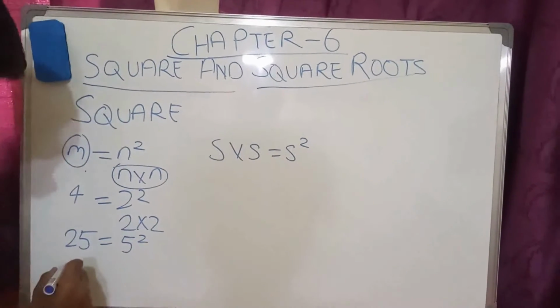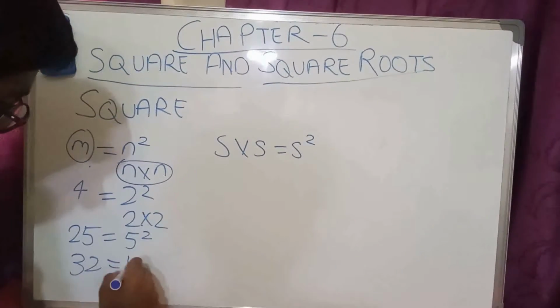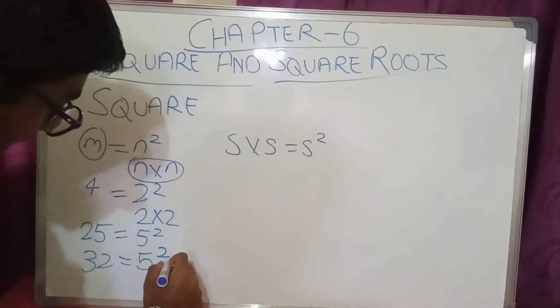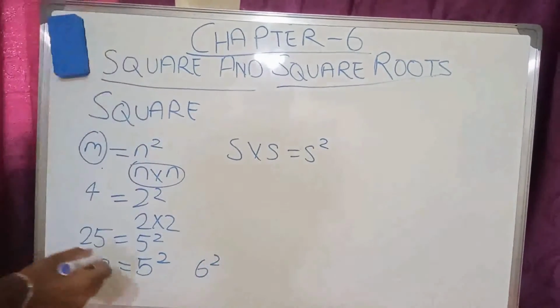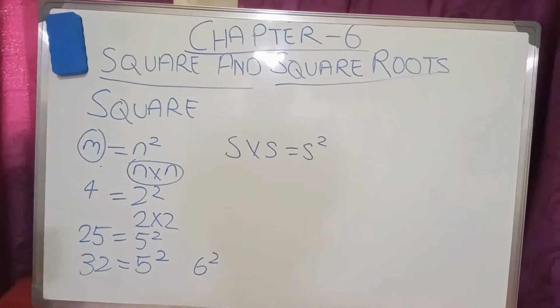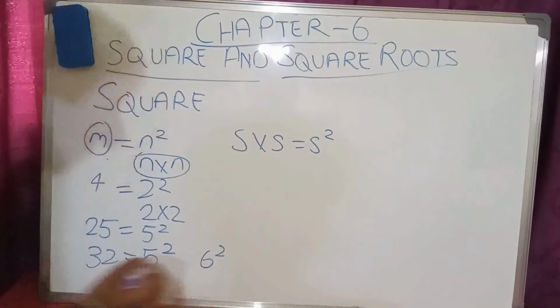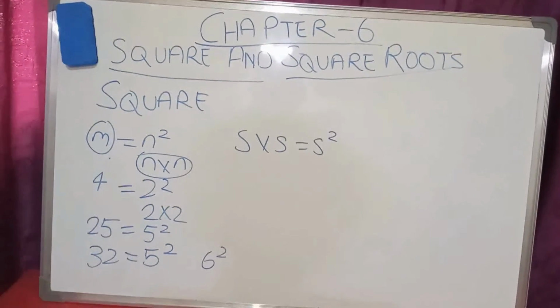But can 32 be a square? No, it cannot be, because 32 comes in between 5 square and 6 square. 5 square is 25 and 6 square is 36. So 32 comes in between both. But in between 5 and 6 there is no natural number. That means 32 cannot be a square number.